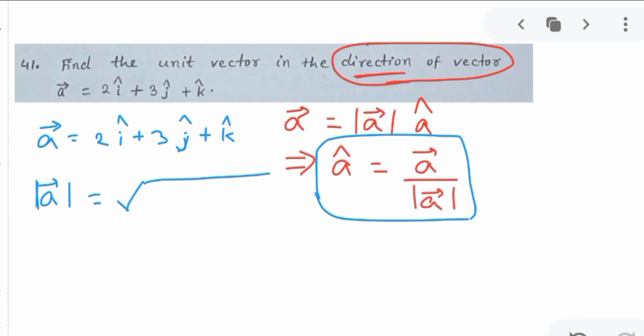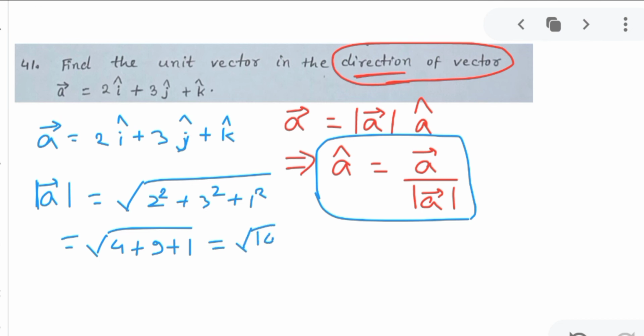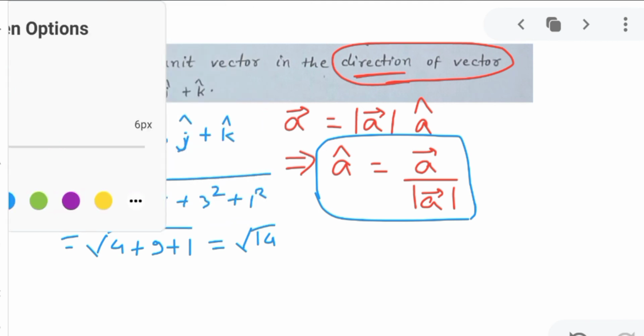The magnitude is the square root of 2 square plus 3 square plus 1 square. 2 square is 4, plus 3 square is 9, plus 1 square is 1. So 4 plus 9 is 13, plus 1 is 14, so the magnitude is square root of 14. Now we have to find the direction, meaning A cap, which will be vector A divided by magnitude of A.